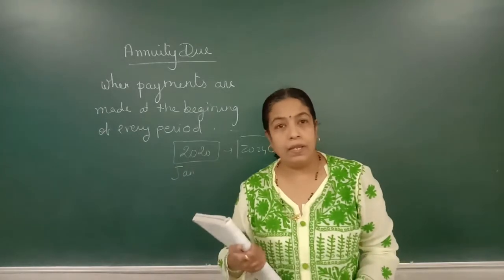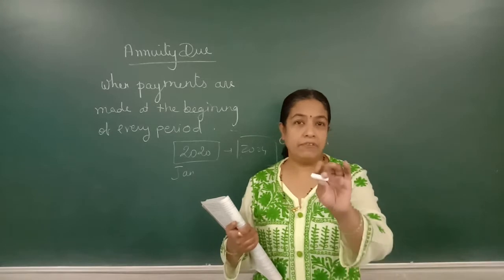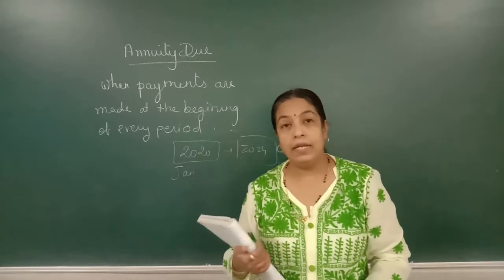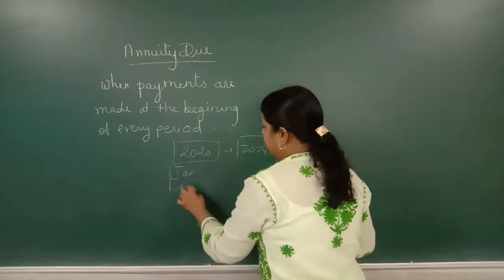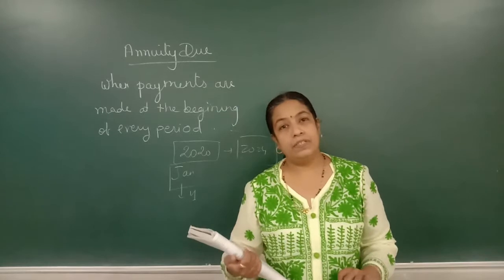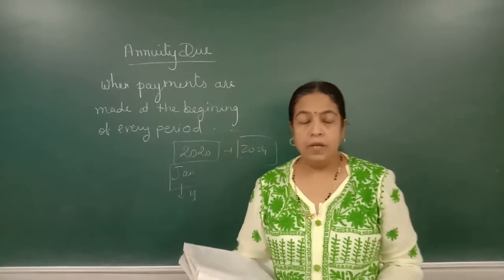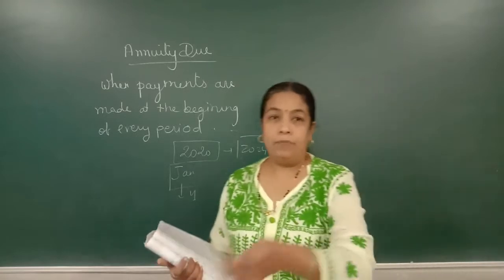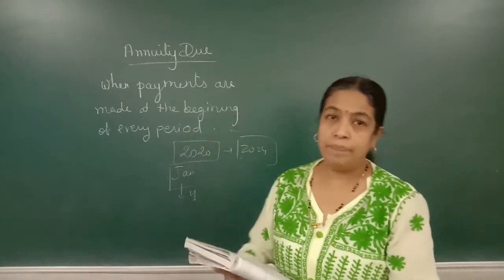Now what happens in annuity immediate? After 6 months he will make the first installment. But in annuity due, from January itself, the first installment, that is the first annuity payment, will be made, and this is called annuity due. Now the mode of payment has changed, so our formula has also changed.